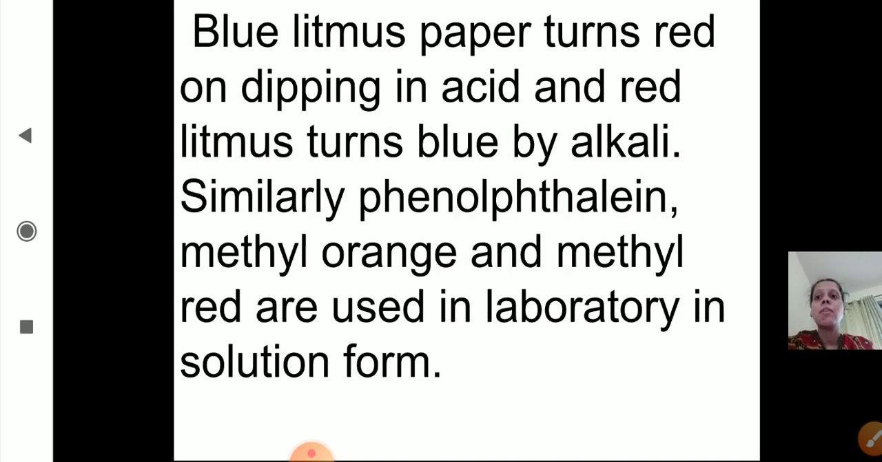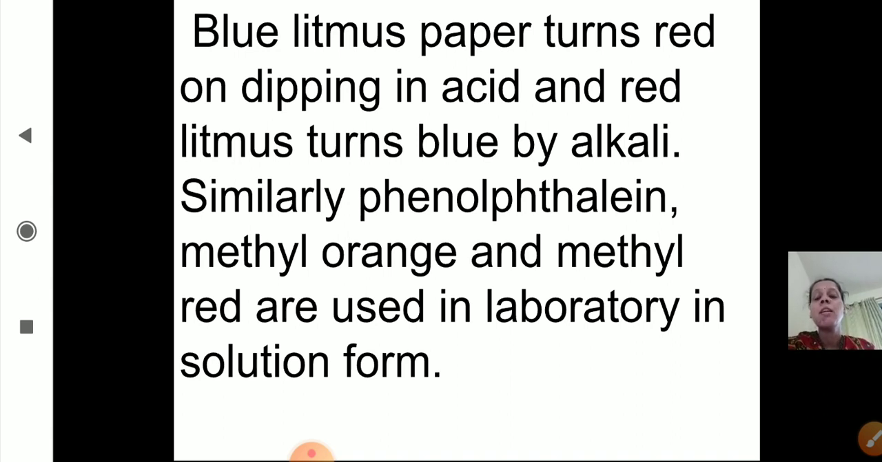Blue litmus paper turns red on dipping in acid, and red litmus paper turns blue in alkali, that is, in bases. In the starting only we have seen that red litmus paper turns into blue when it comes in contact with the bases, and blue litmus paper turns into red when it comes in contact with acids. So when the blue litmus paper turns red, it means the solution is acidic. When it turns blue, the solution is basic or alkali.